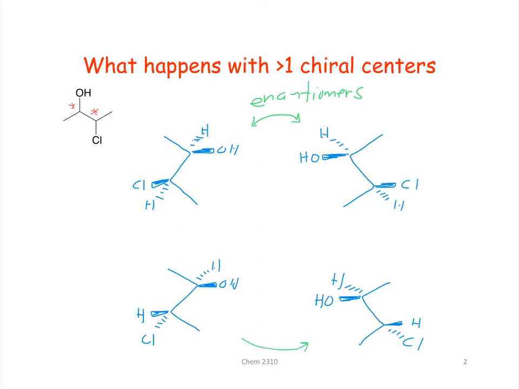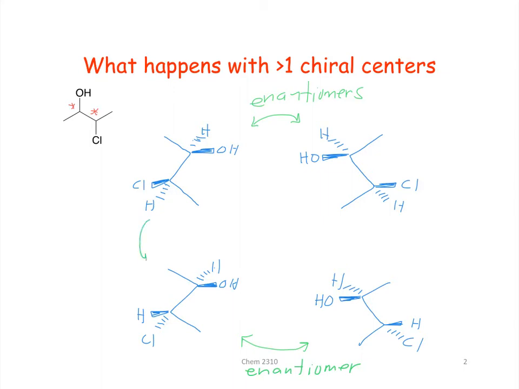What about these two down here? For these two, we also drew them as mirror images. If we were to flip one of these over, rotating it around an axis like this to make the carbon chain fit the same way, the OH and the chlorine chiral centers would be backwards. So these are also enantiomers, because they are stereoisomers that are mirror images.